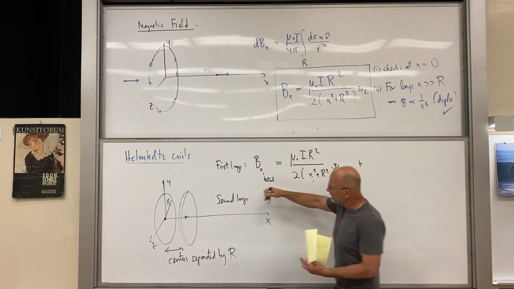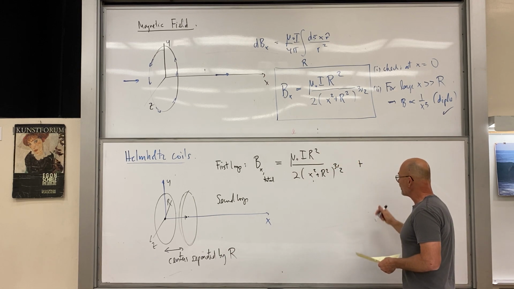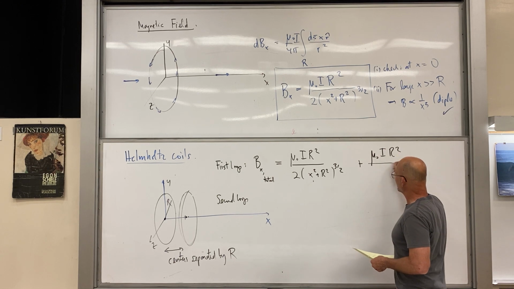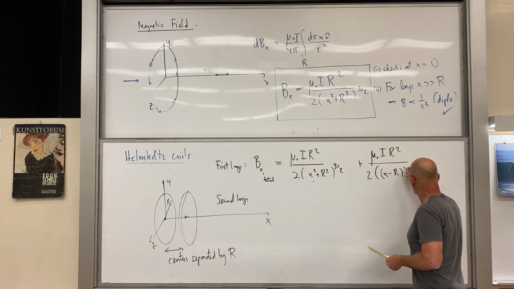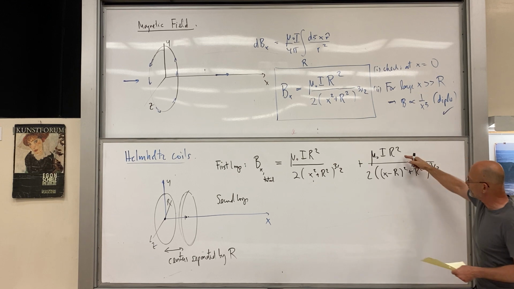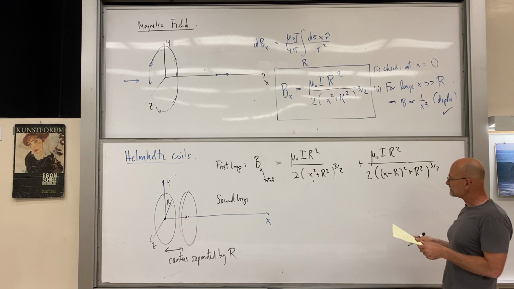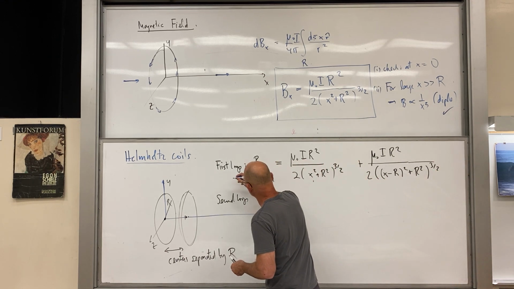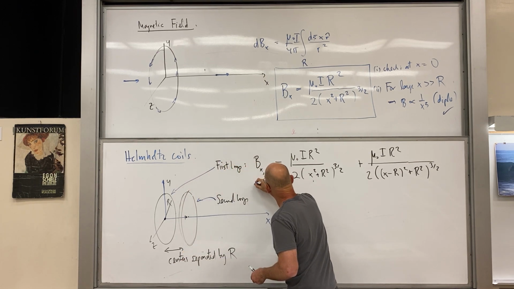So we need this field when this thing has been shifted over to the right by R, but that's no problem. We have mu naught I R squared over (2(x minus R) squared plus R squared) to the 3/2, right? That's the same expression, just shifted over to the right by R like that. So that is B total. Better to put it that way from the start. First loop is this one, second loop is that one. How about that?